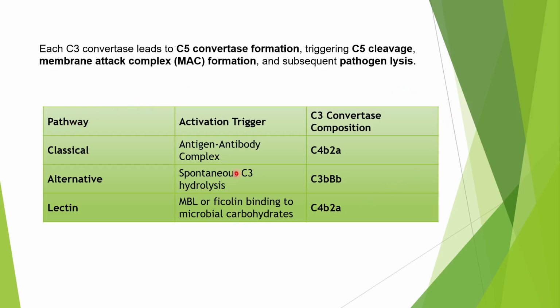So this is a gist of this, a table. So for classical, the activation and trigger is antigen antibody complex. For alternative, the activation trigger is spontaneous hydrolysis of C3. For lectin pathway, it is MBL or ficolin binding to the microbial carbohydrates. C3 convertase composition is same in case of classical and lectin, that is consisting of C4b and 2a, and in case of alternative it is consisting of C3b and factor B.